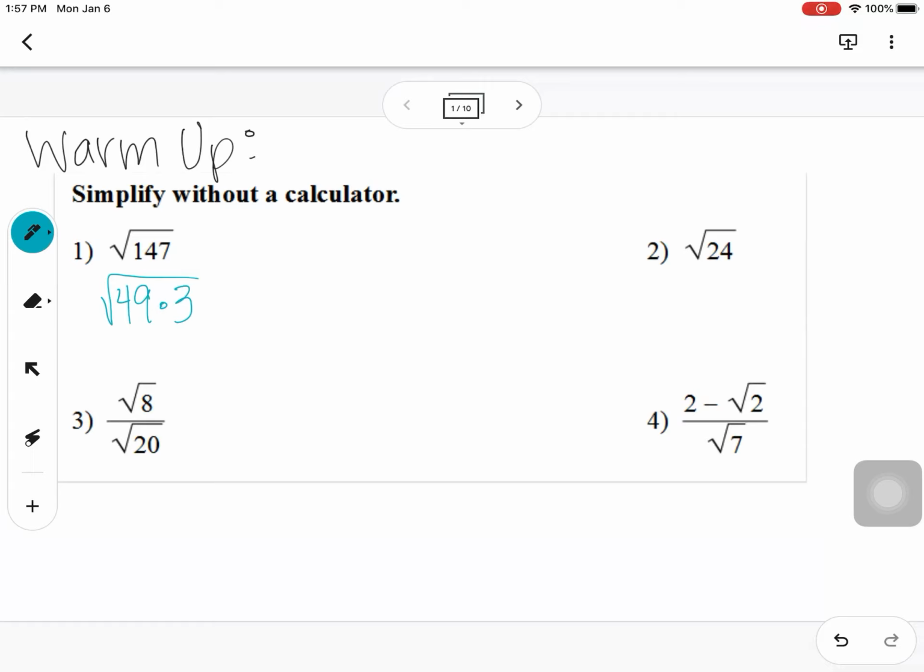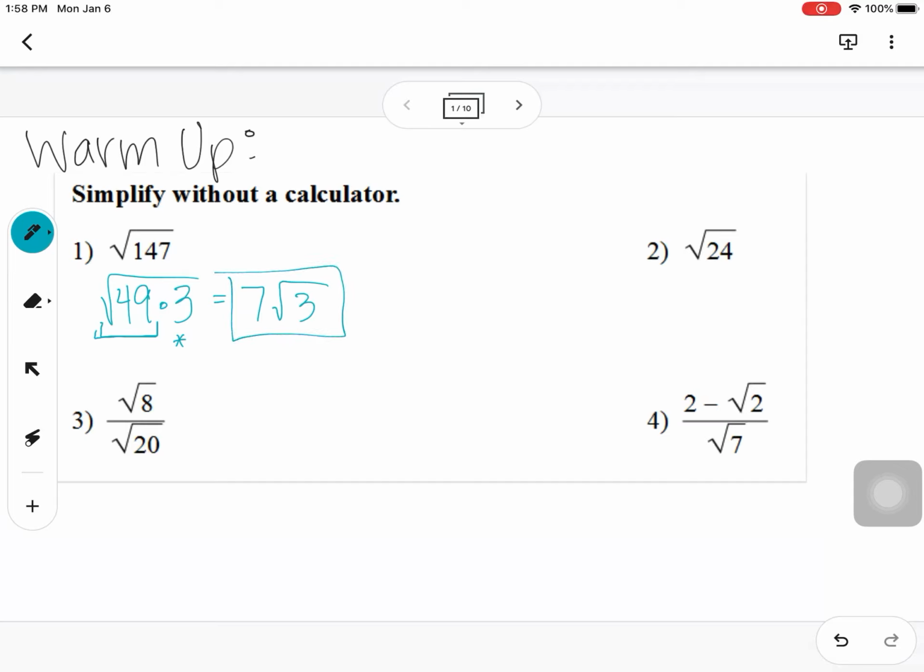When I teach this in Algebra 2, I make them write it like that first, especially while we're getting used to it. Then we know the square root of 49 is just a 7. But we don't know the square root of 3, so that stays in the radical right there. And my answer is 7 root 3.